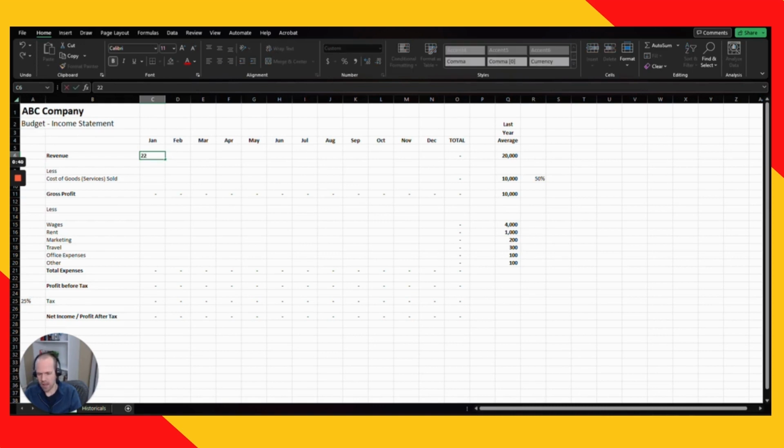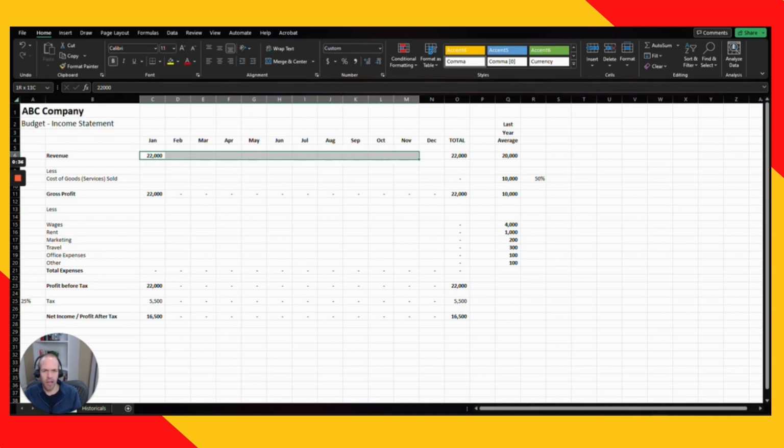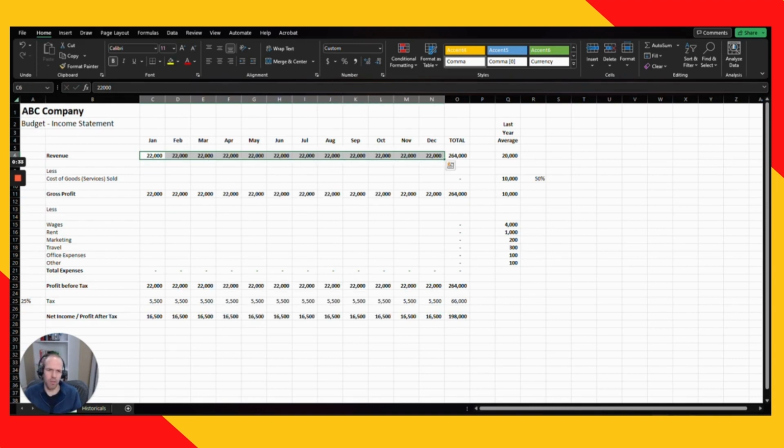And just copy that across. And you don't have to get precise with this, with seasonal trends and that sort of stuff. Really, it's more of a, okay, we made $20,000 a month last year. What can we make this year? Or what should be our target for this year?